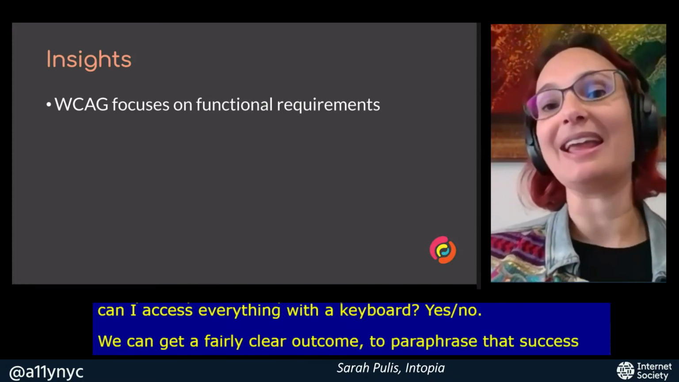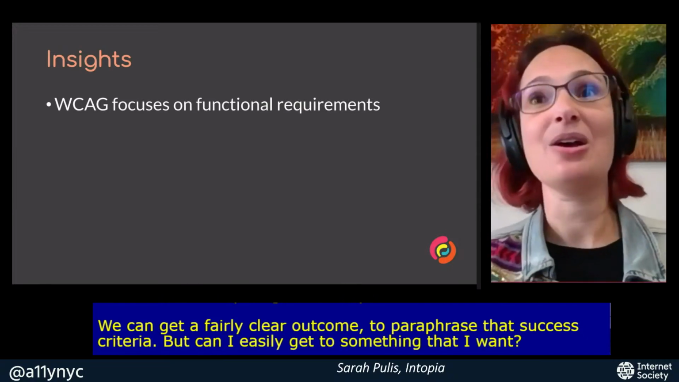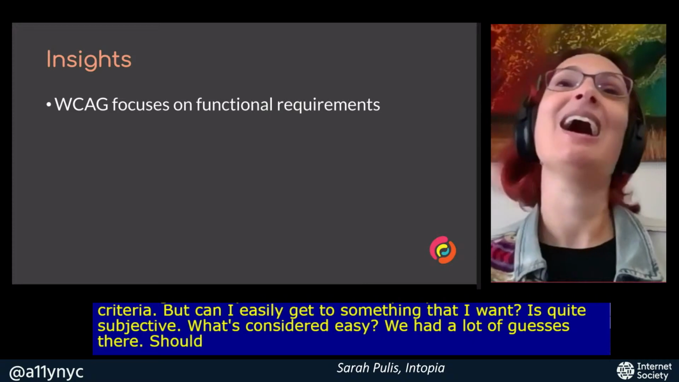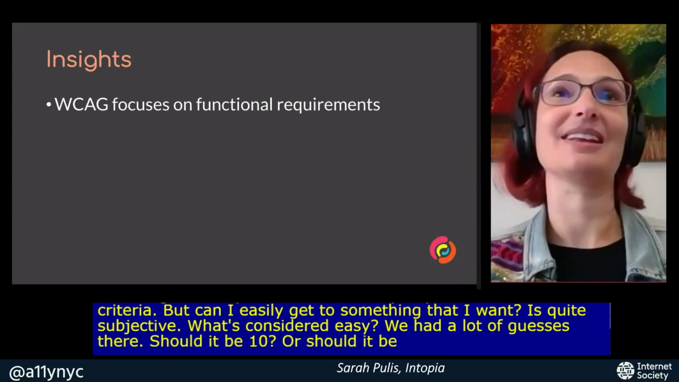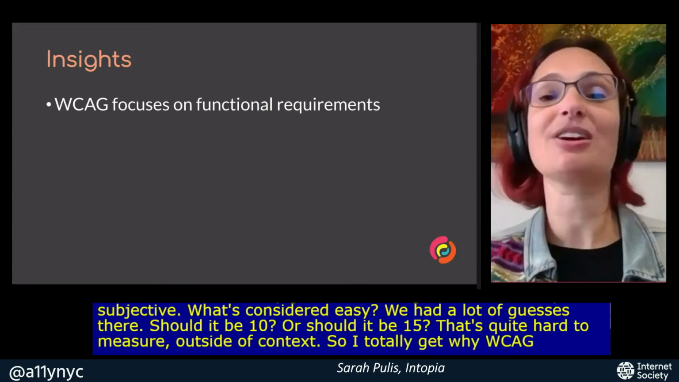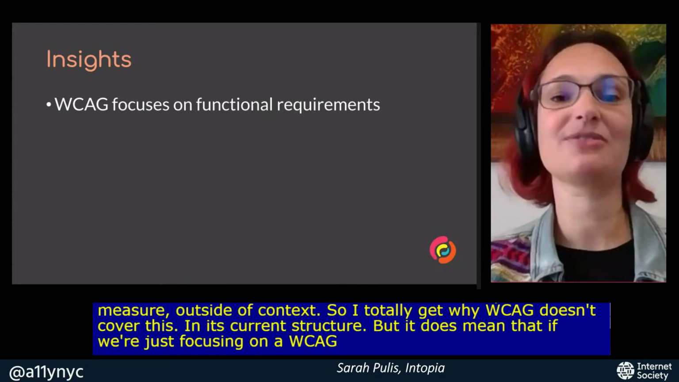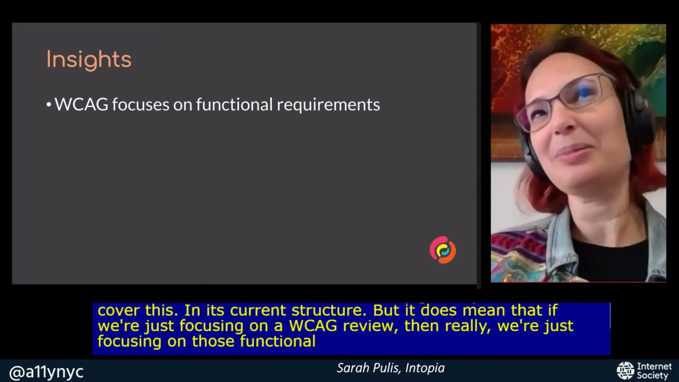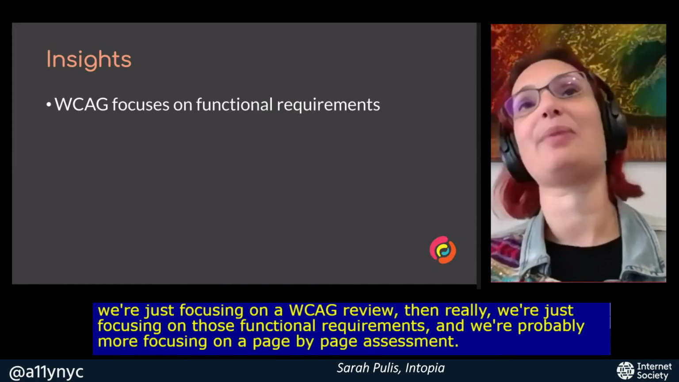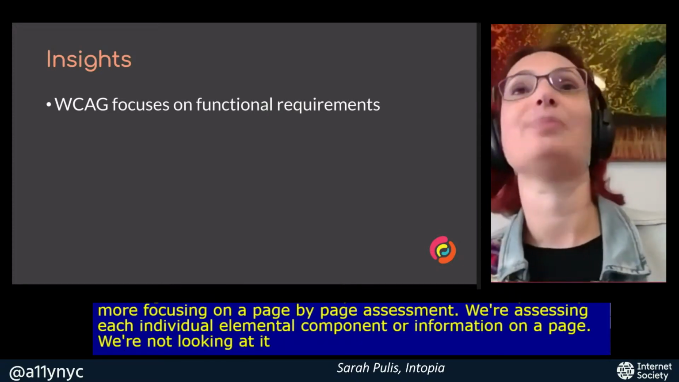But, you know, can I easily get to something that I want is quite subjective. What's considered easy? We had a lot of guesses there. Should it be 10 or should it be 15? That's quite hard to measure outside of context. So I totally get why WCAG doesn't cover this in its current structure, but it does mean that if we're just focusing on a WCAG review, then really we're just focusing on those functional requirements, and we're probably more focusing on a page-by-page assessment. We're assessing each individual element or component or information on a page. We're not looking at it from a task perspective. You know, I want to buy something.